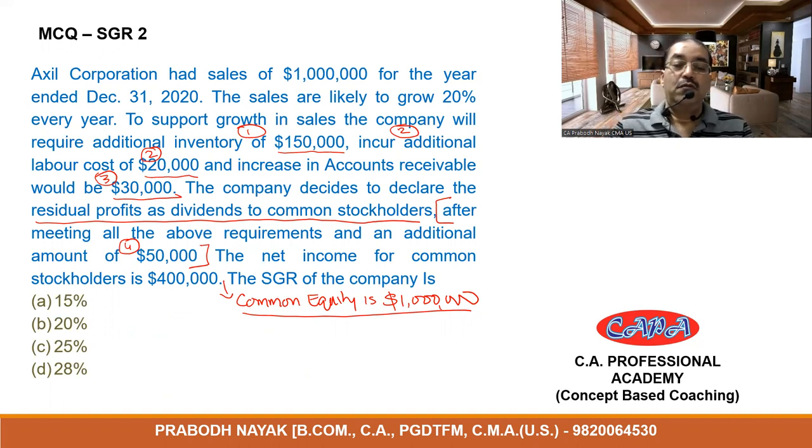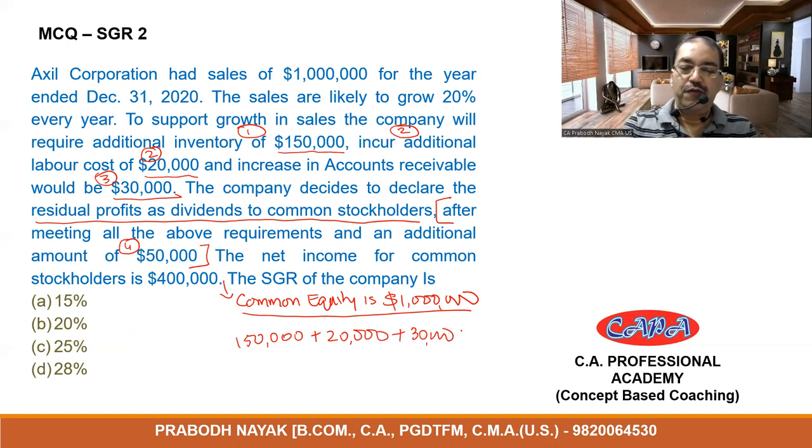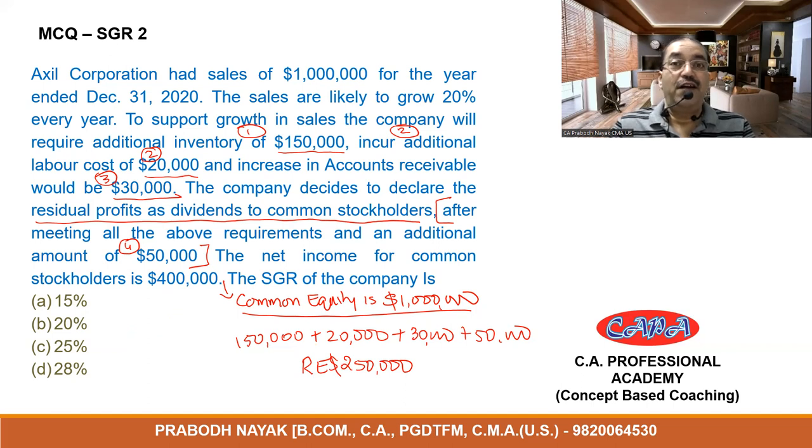Okay? So, what is given to you? All these 4 points, 1, 2, 3, 4: 150,000 plus 20,000 for labor cost, plus accounts receivable 30,000, plus an additional amount of 50,000 that you have to keep aside. So, retained earnings required for all this purpose to be financed is $250,000. That is retained earnings. The remaining amount, residual profits, you are declaring as dividends.